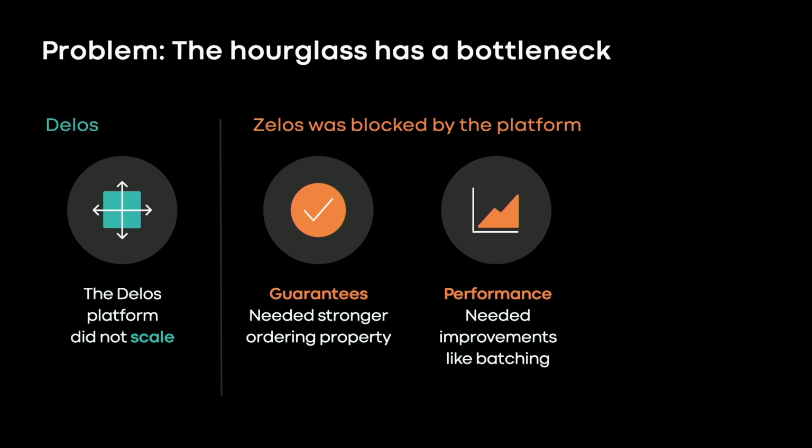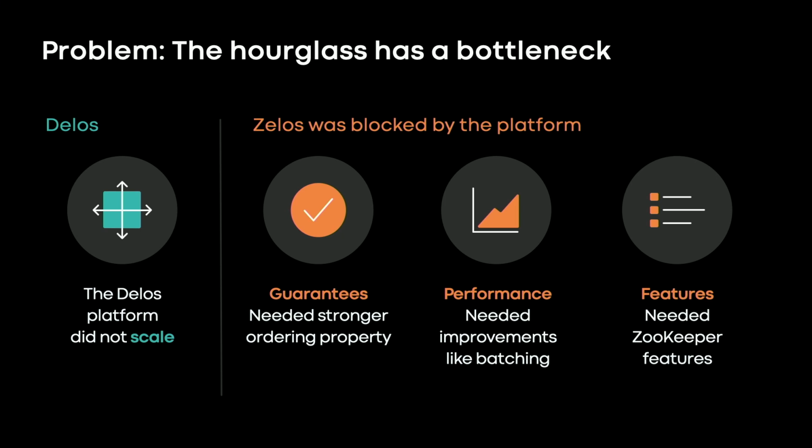And for this, they need a number of optimizations like batching and group commit. These have to be done in the platform layer. So again, they were blocked waiting for the platform to have these features. And finally, Zookeeper has advanced features like observer mode that again could not be layered above the platform. They needed the platform to incorporate such features.